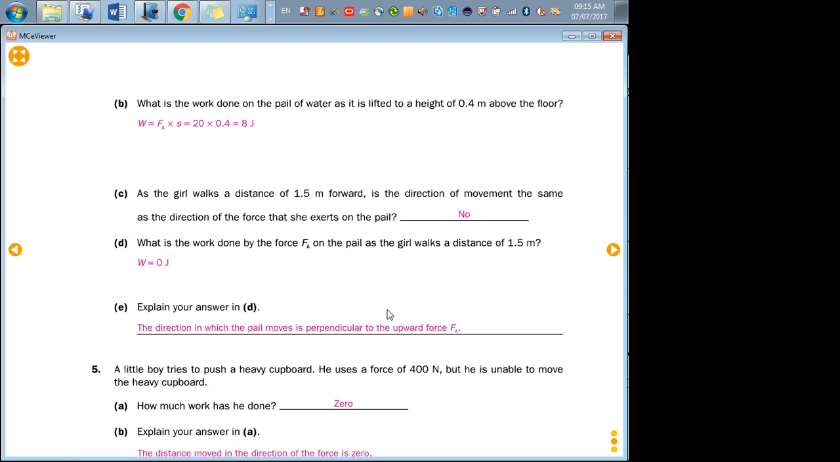So explaining the answer, why is there no work done? The direction in which the pail moves is perpendicular to the upward force. She's moving forward, but the force is acting upwards. They are perpendicular. So different direction. That is why the work done is 0.